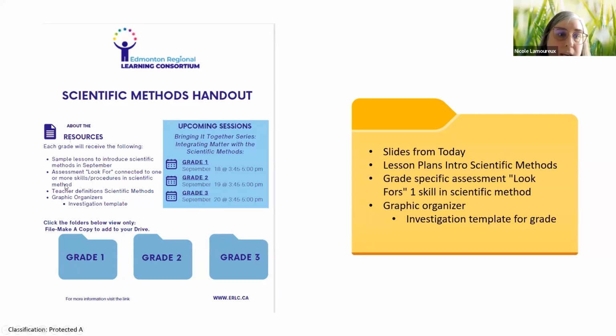So what'll happen is, and Jen, just hang tight, you're going to get this PDF, and linked are each grade level, and they're just view only. So please make a copy to add to your Google Drive. They're in Google, and then you'll be able to get access to it.